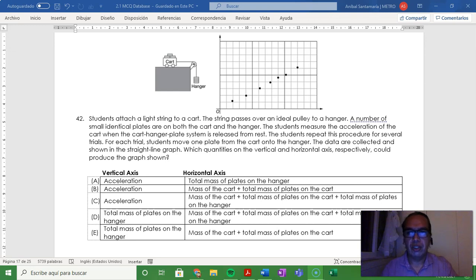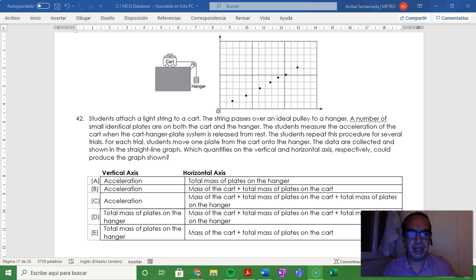42. Students attach a light string to a cart. The string passes over an ideal pulley to a hanger. A number of small identical plates are on both the cart and the hanger. The students measure the acceleration of the cart when the cart-hanger-plate system is released from rest.